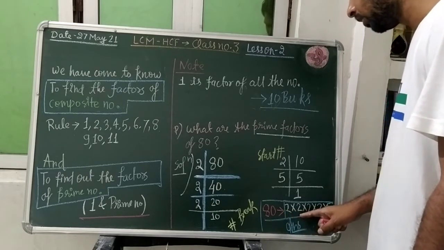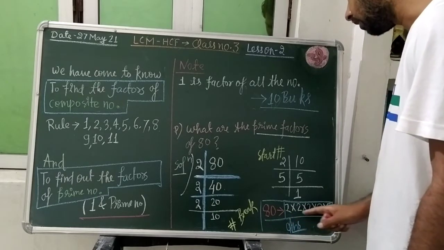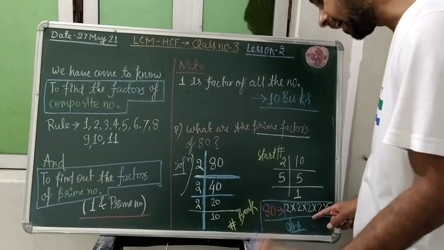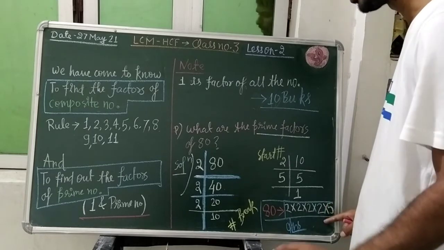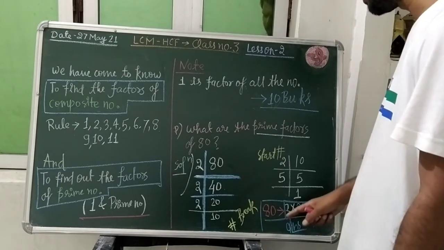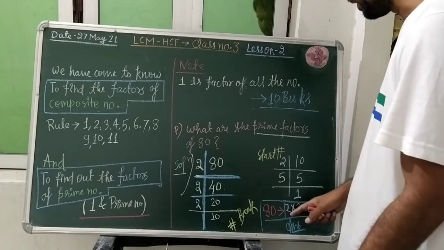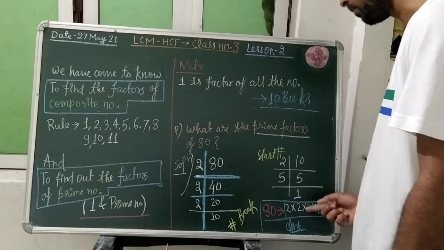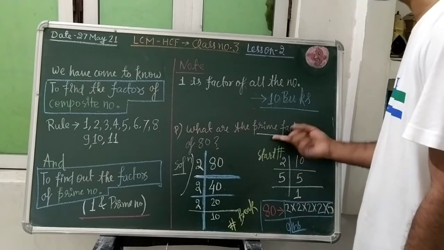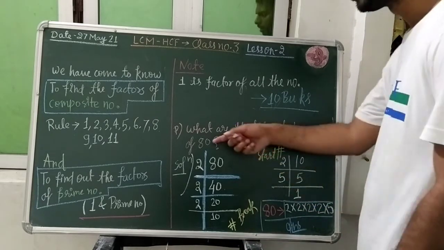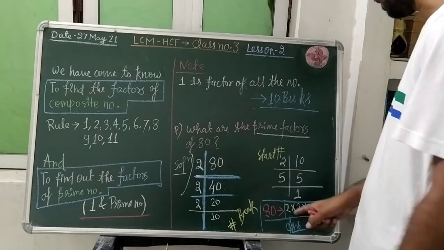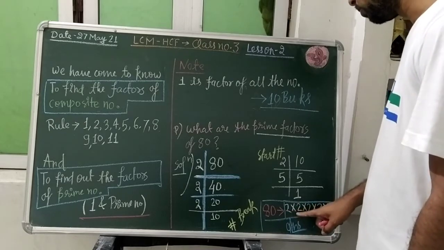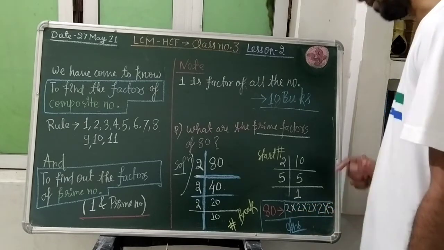2 into 2, what does this mean? 4. Into 2 means what? 8. Into 2 means what? 16. Look, 2 into 2 will become 4, so why is the 4 not written here? Because the problem is asking you to find the prime factors. So of course for the prime factors we will apply this rule only, and we are getting the prime factors 2 into 2 into 2 into 2 into 5.